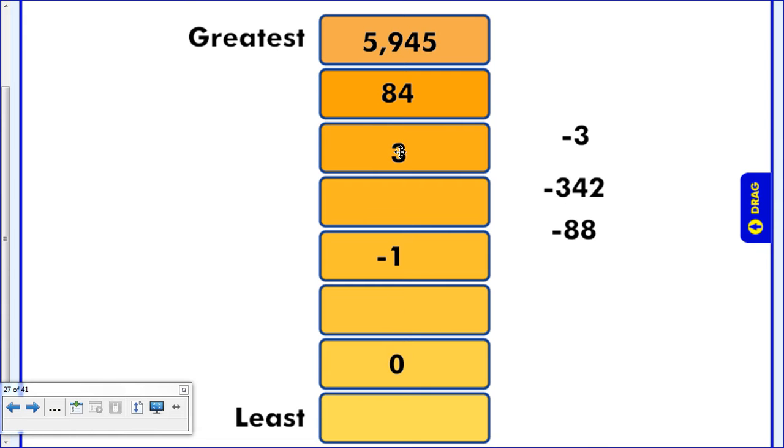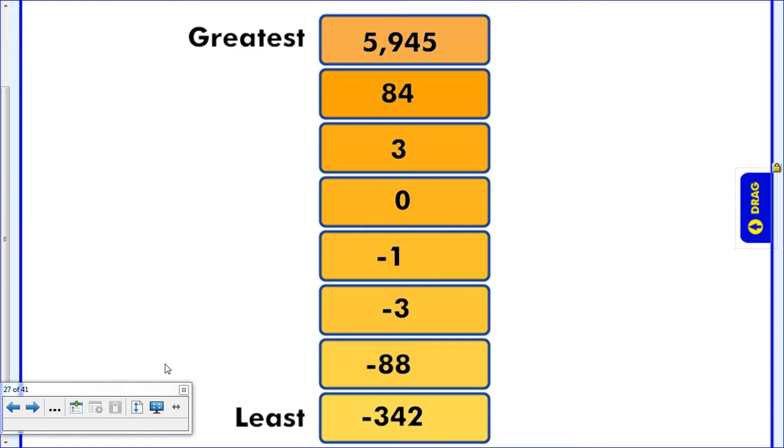And then we would have 3, that is positive 3. Then 0. Then negative 1. Negative 3. Negative 88. And negative 342.